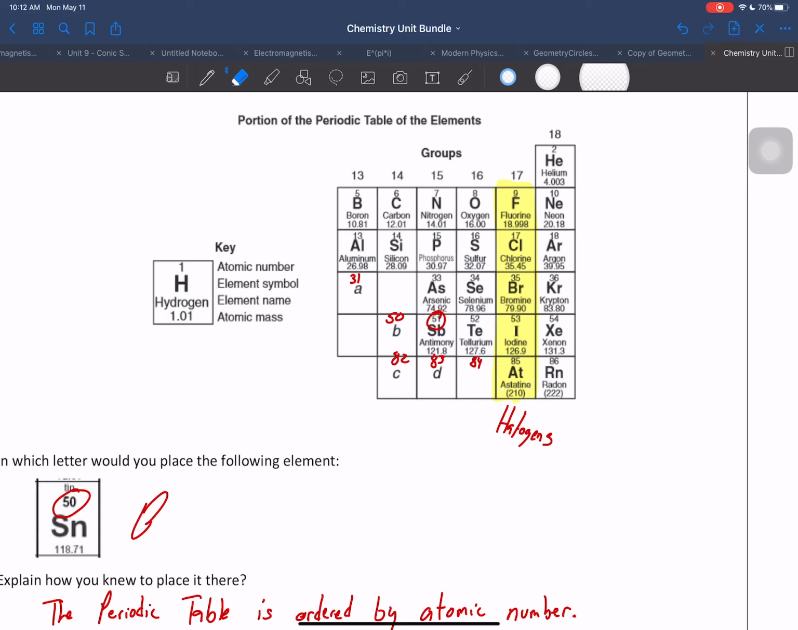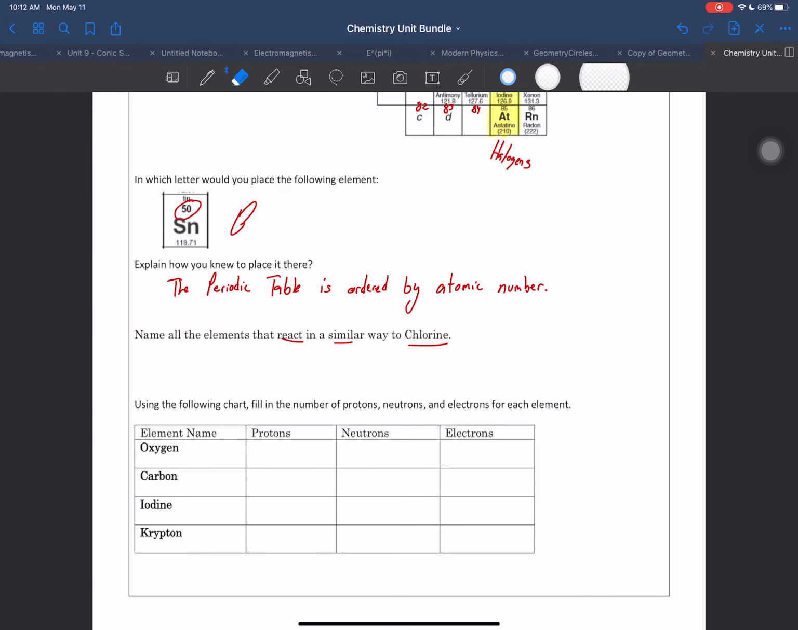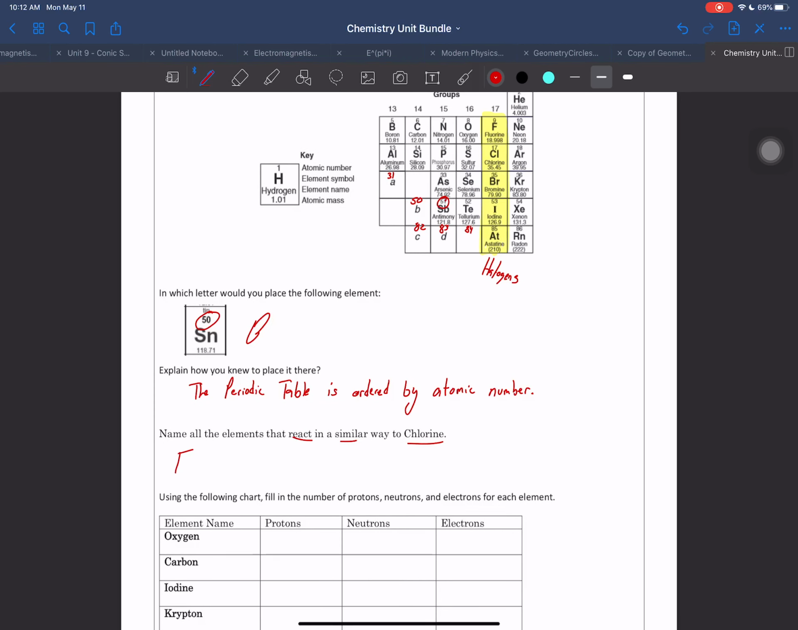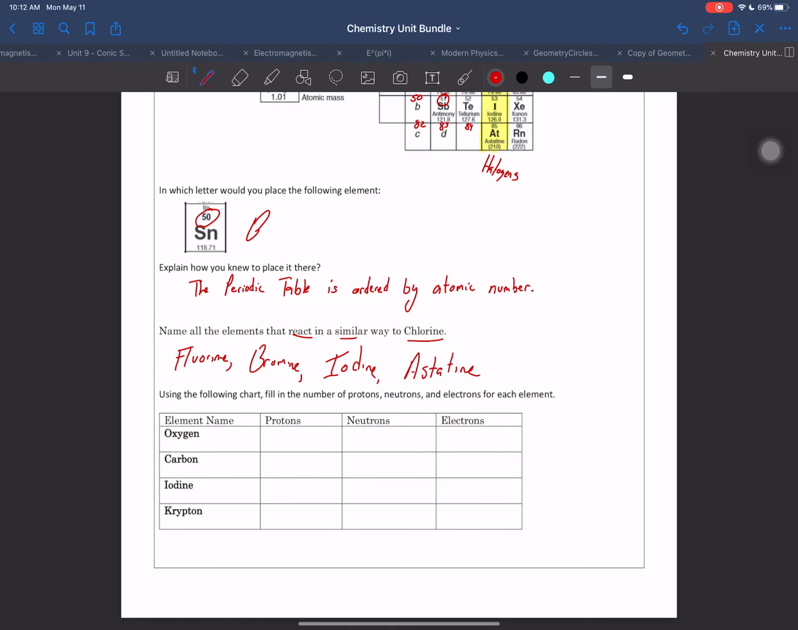That's why the video I showed you with sodium reacting with water also had potassium. They were all in the same group. Those were the alkali metals. So name all the elements that react in a similar way. We're going to name all the elements that are remaining in that group, which would be fluorine, bromine, iodine, and astatine.